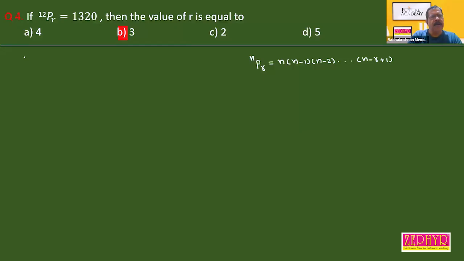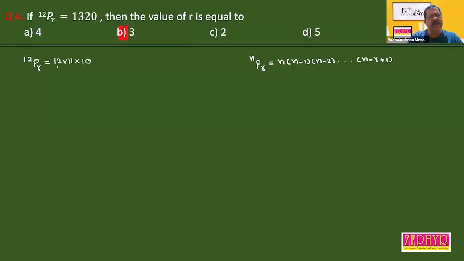Definitely, RHS should be the product of natural numbers. How many natural numbers do we have to calculate? That you have to factorize 1320. 1320 ne factorize cheyanam. That is very easy. 132 into 10. 132 is 12 into 11. 12 into 11 is 132, into 10.